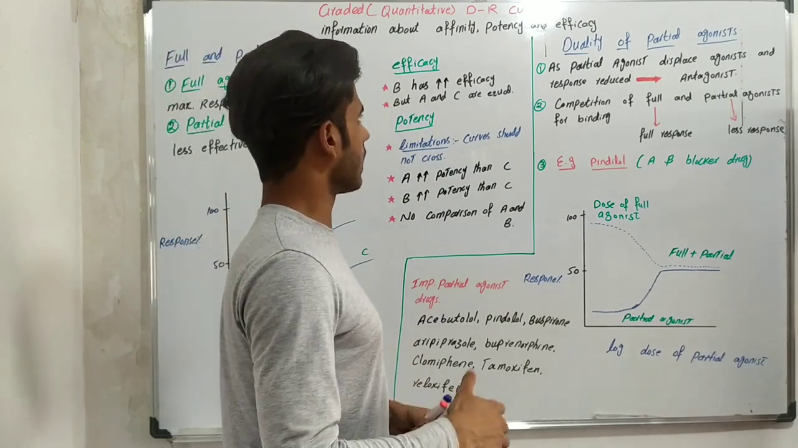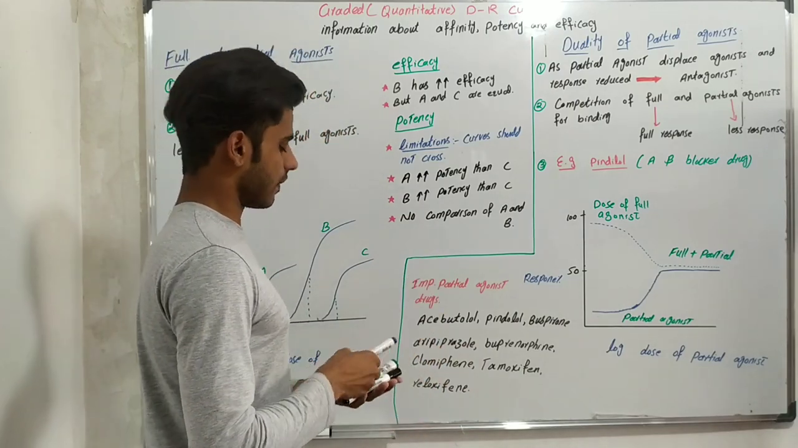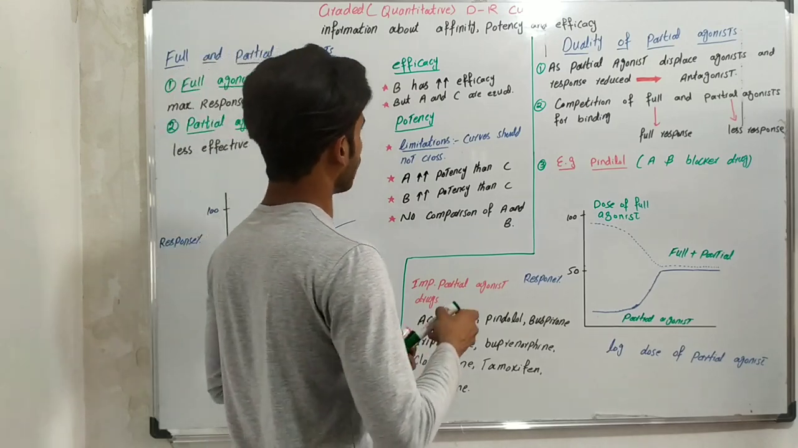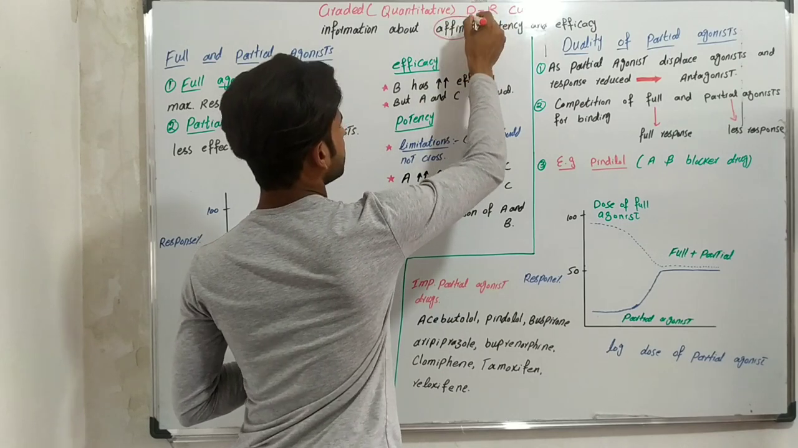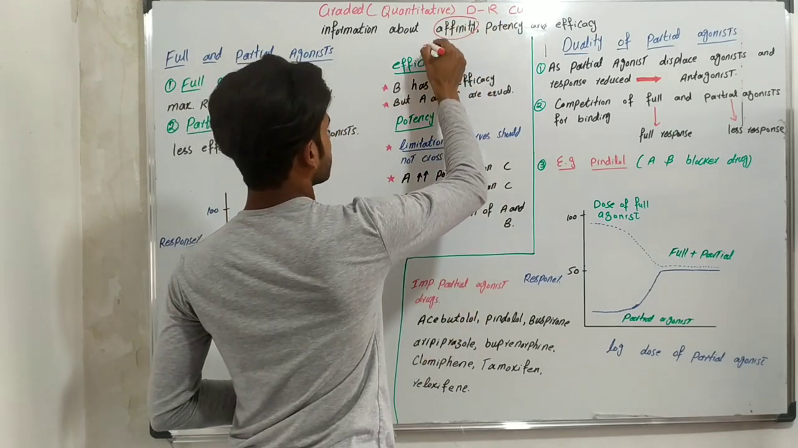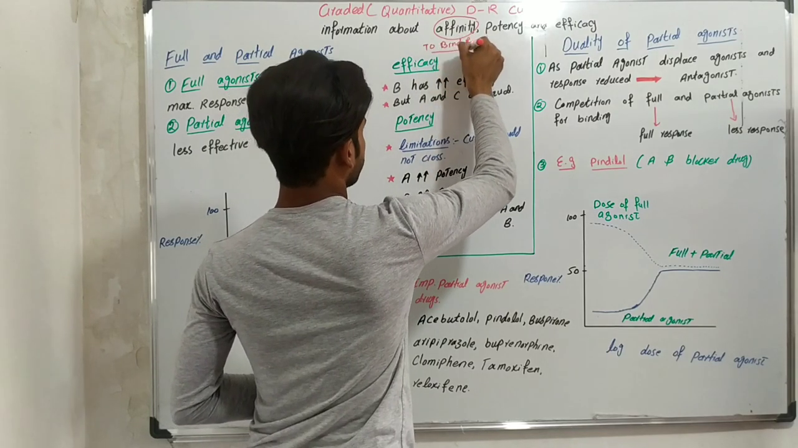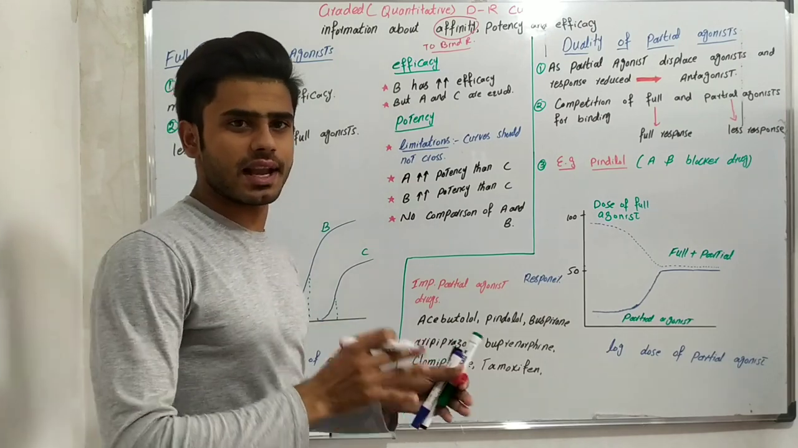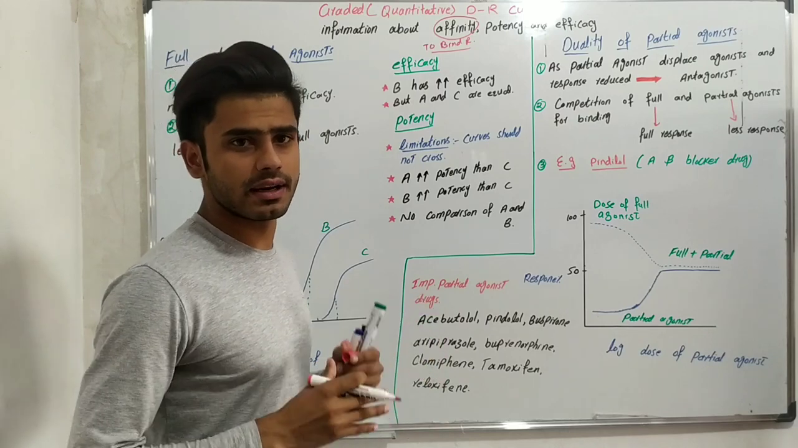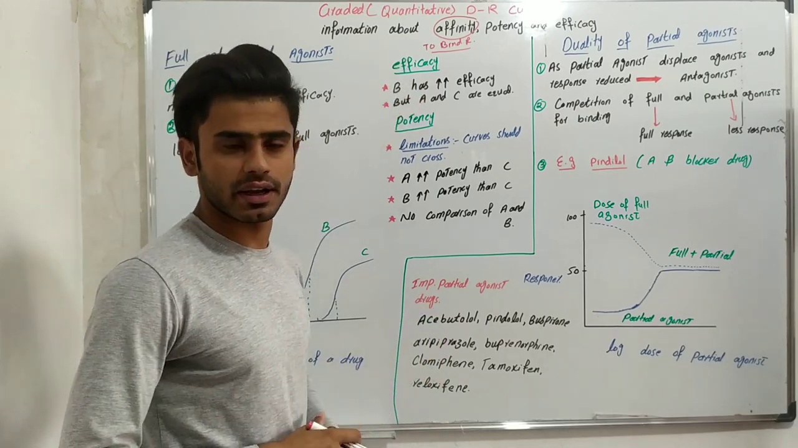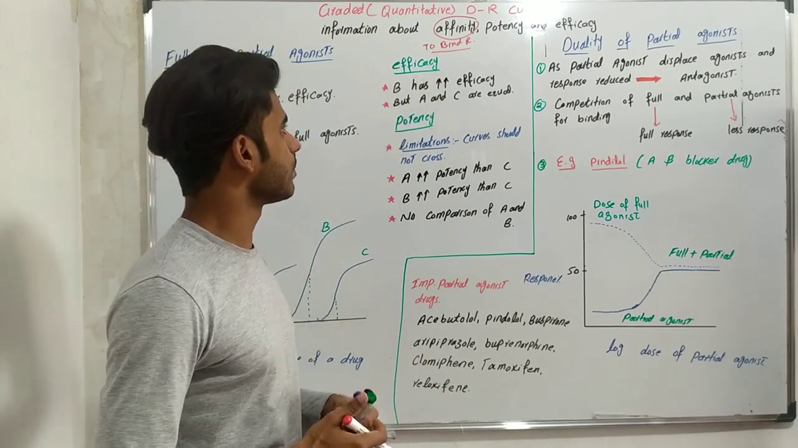But here I would also like to explain something about affinity, potency and efficacy in a few words. What is the affinity? Affinity is the ability of a drug to bind the receptors. That is called the affinity. If a drug binds to the receptors very well, it means that it has a greater affinity. If a drug binds to the receptors in a poor way, it means that drug has a lower affinity.